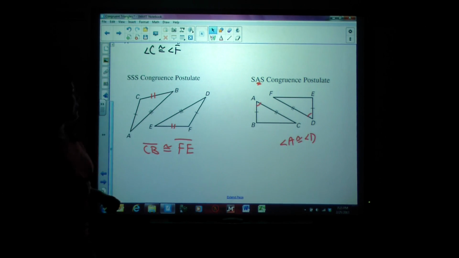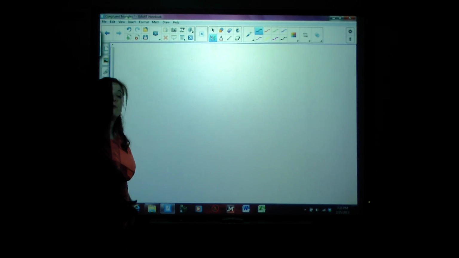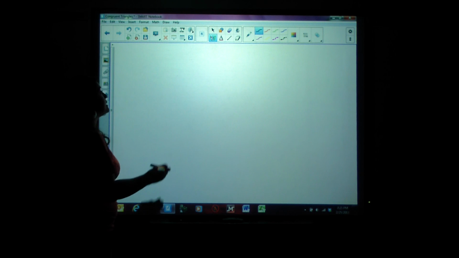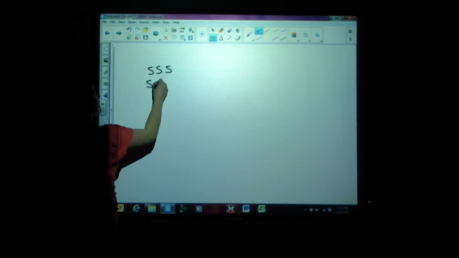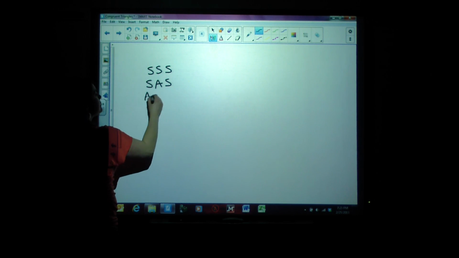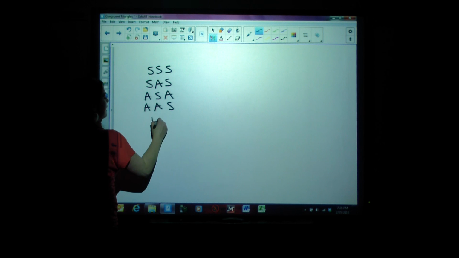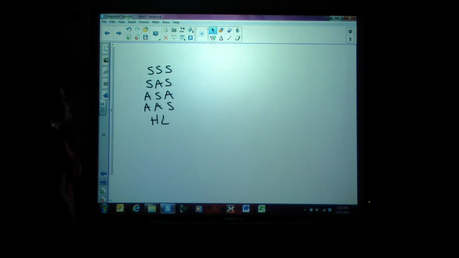So that's all I have on congruent triangles. Things to remember, how to prove congruence. You have a couple of different options. You have side, side, side. Side, angle, side. Angle, side, angle. Angle, angle, side. And the hypotenuse leg theorem. Keep those 5 things in mind. That's how you would prove triangles are congruent. And good luck.